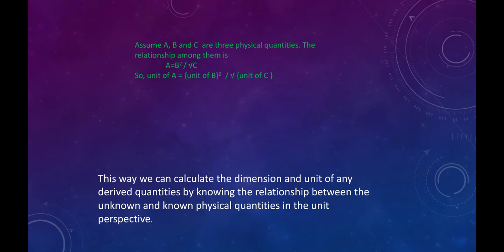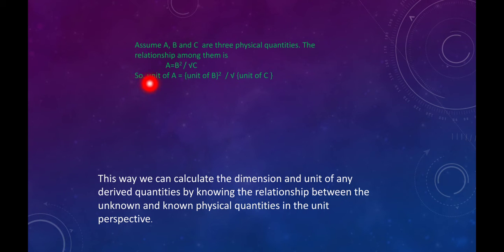So this is our third video on measurement. Here we discuss how to calculate the units of an unknown quantity by knowing the units of the other physical quantities which are dependent on the unknown quantity. In general, for generalization, we use three physical quantities. We know the units of any two quantities, like here we choose the units of B and C are known and the unit of A is unknown.